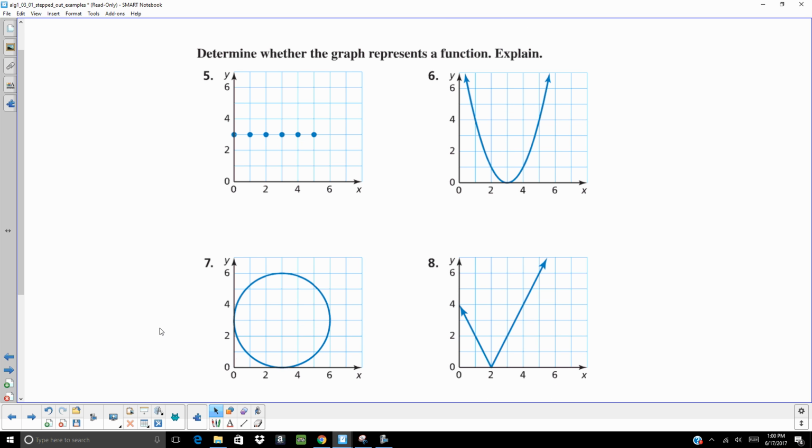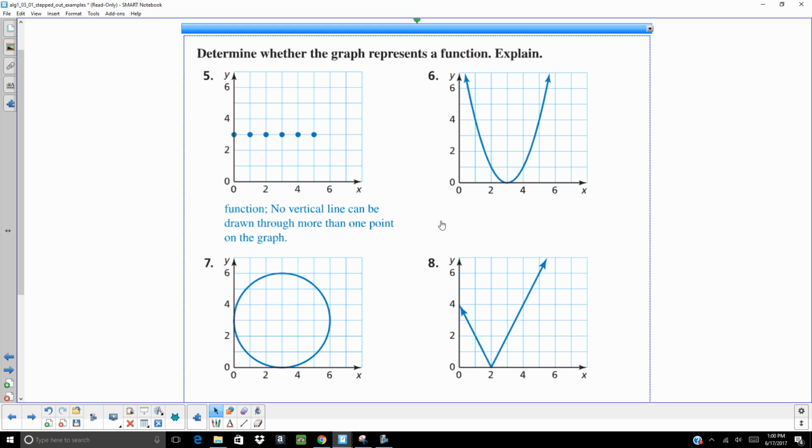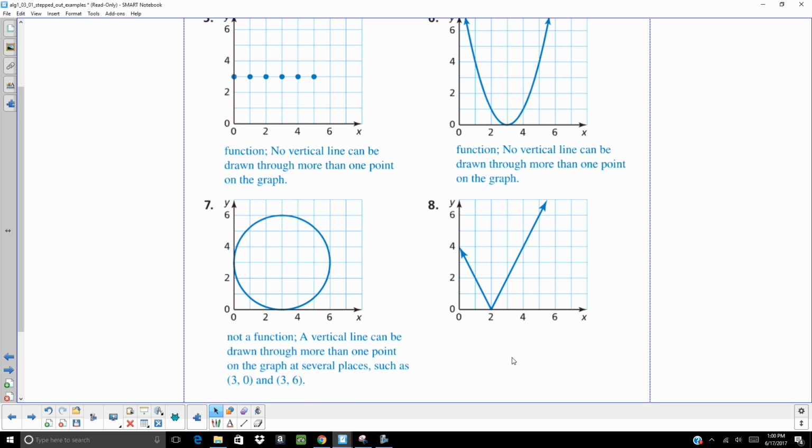Take a second, try these 4 on your own. After you think you have the answer, hit the play button and check yourself. 5 passes the vertical line test. 6 passes the vertical line test. 7 would not pass the vertical line test. 8 does. So you have 3 functions here and 1 non-function.